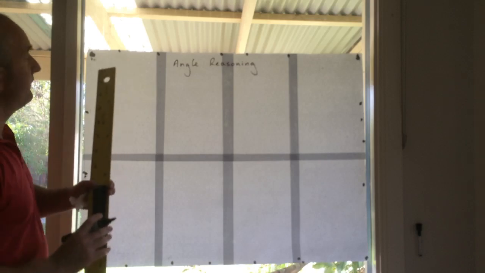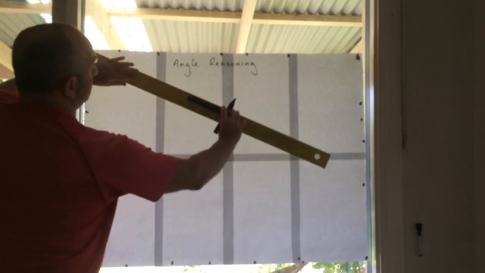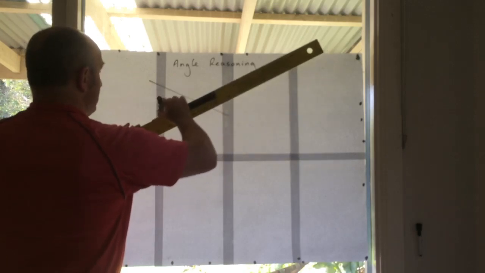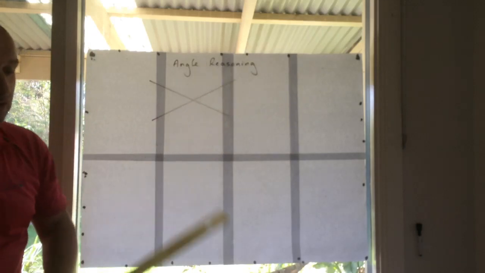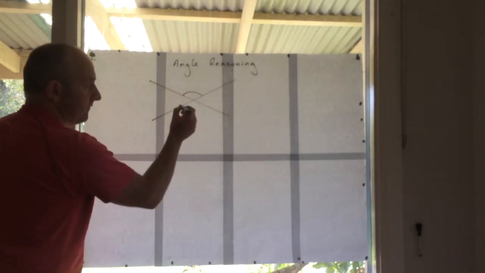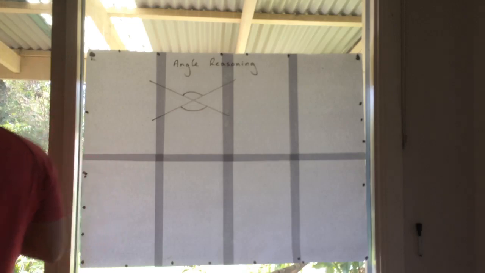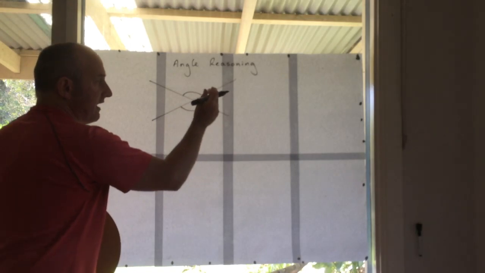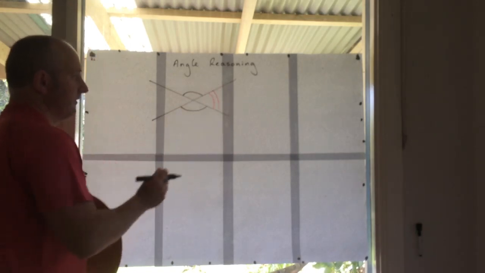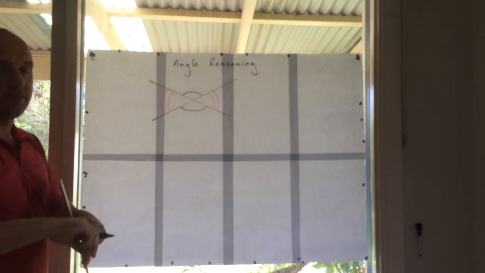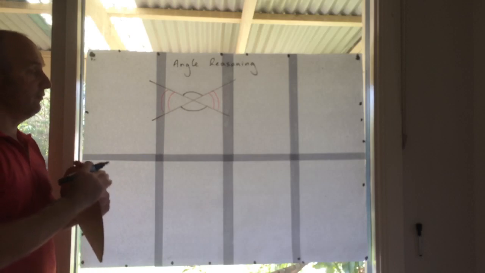So first of all, the first angle I'm going to talk about is this type of angle here. Okay, I'm going to use a shorter ruler. So this type of angle here. This angle here is the same as this angle here. They are the same angle. And this angle here is the same as that angle there. They're the same, and they've got a special name.